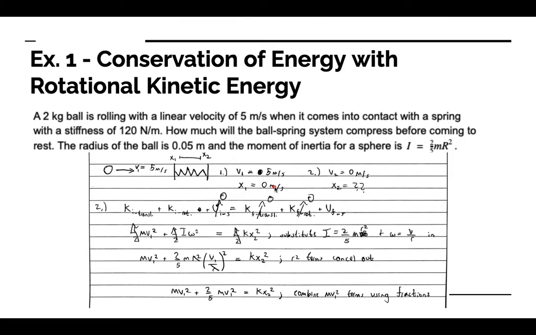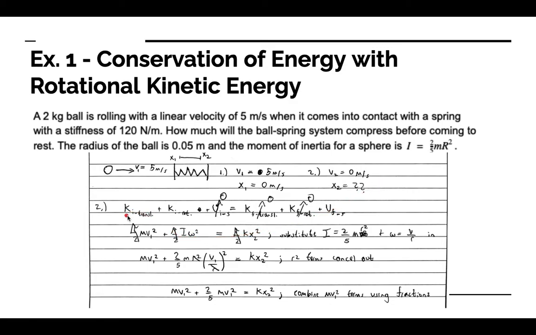Now we're looking at our second spot of interest, which is when the ball and spring are fully compressed. When this happens, our final velocity is going to be 0. The ball has come to complete rest. The spring is fully compressed. So for a brief moment, the spring and ball system is going to be at 0 meters per second before the spring starts decompressing. And our final position, the amount by which our spring compresses, is our unknown x2.